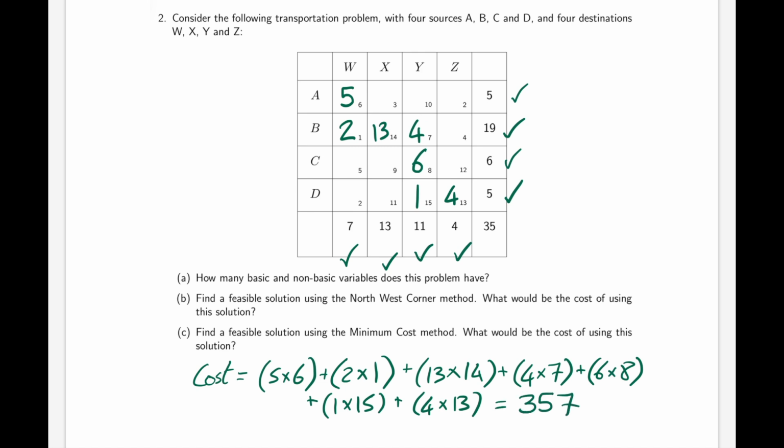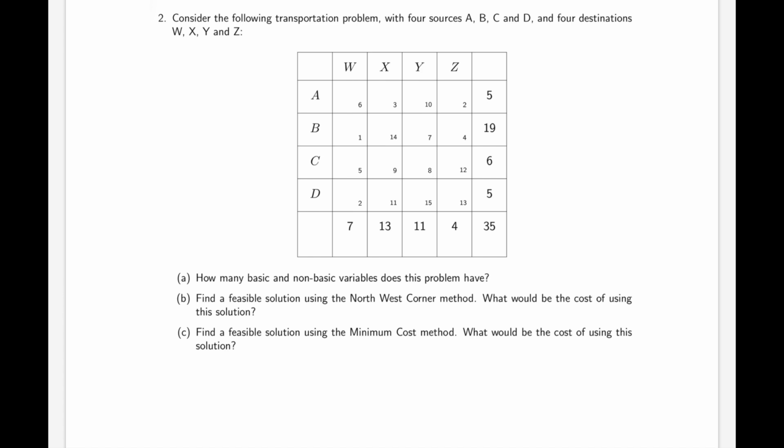357. Part C, find a feasible solution using the minimum cost method. What would be the cost of using this solution? So the minimum cost method, we'll do the same as we did with the northwest corner method, fill in as much as we can before moving on to the next cell. However, this time, instead of choosing the northwest corner and moving either east or south where we can, we will choose the route with the least cost, the minimum cost.